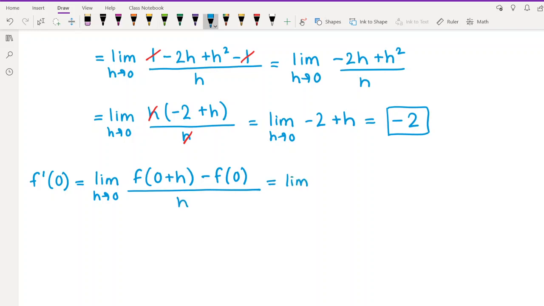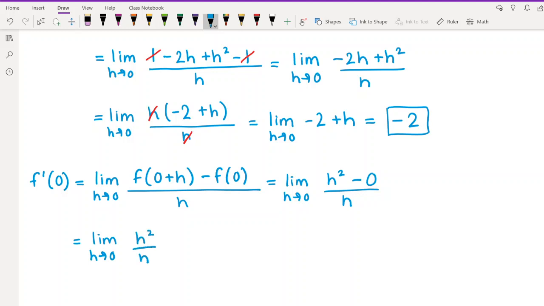So that's going to be the limit as h approaches 0 of, so f of 0 plus h, that's just the same thing as f of h, right? The 0 plus h is just h. And so f of just h is just h squared. And then 0 squared is 0. So the numerator is just h squared minus 0 over h. So this simplifies to the limit as h approaches 0 of h squared over h.